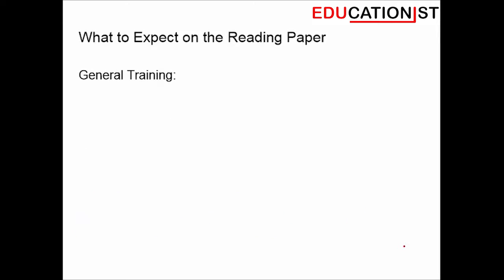Okay, let's look at the general training now. So the general training usually has 3, sometimes 4 passages. It's a good idea if you're taking the general training exam, right when you're starting the paper, to flip back through the reading paper and look at how many passages you will need to read. Okay, is it 3? Is it 4? This will help you with timing and really working through each one quickly.